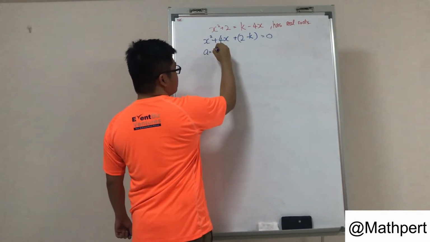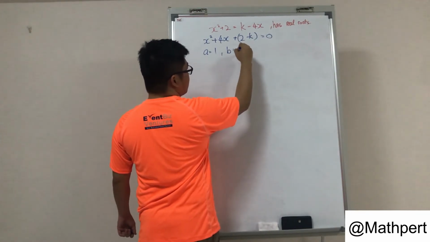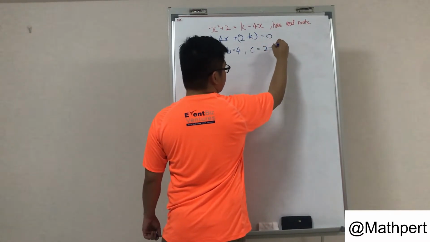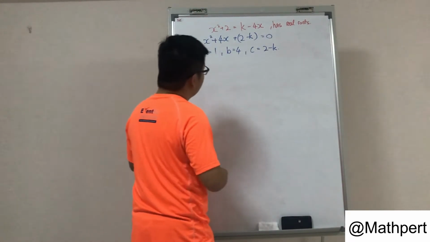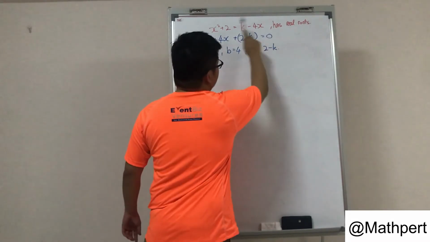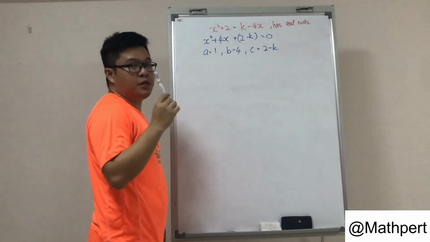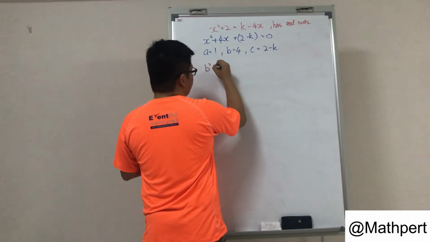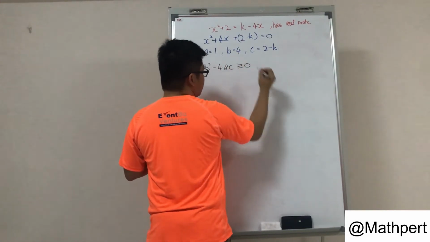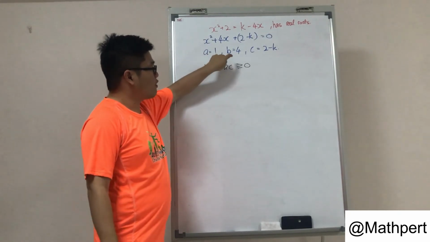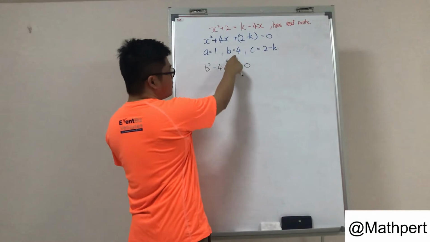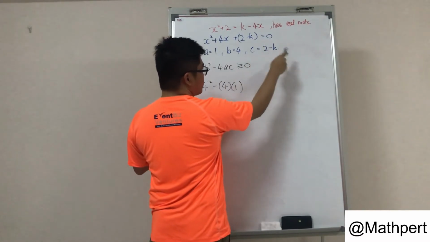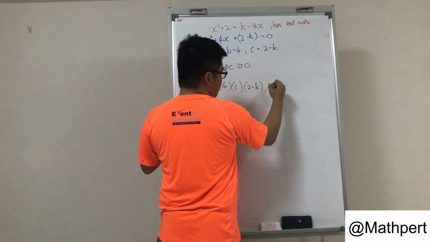Now let us find a, b, and c. a is 1, b is 4, and c is the whole thing, 2 minus k. Next, we are given that this quadratic equation has real roots, meaning b squared minus 4ac is bigger than or equal to 0. Now we substitute a, b, and c into this: 4 squared minus 4 times 1 times (2 minus k) is bigger than or equal to 0.